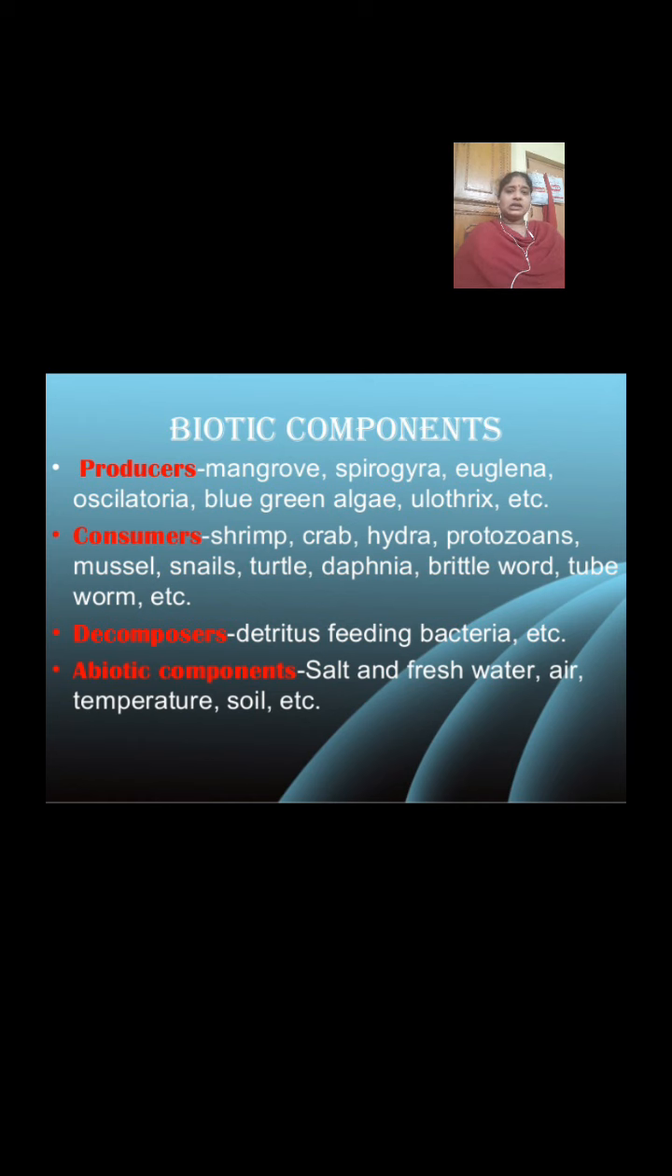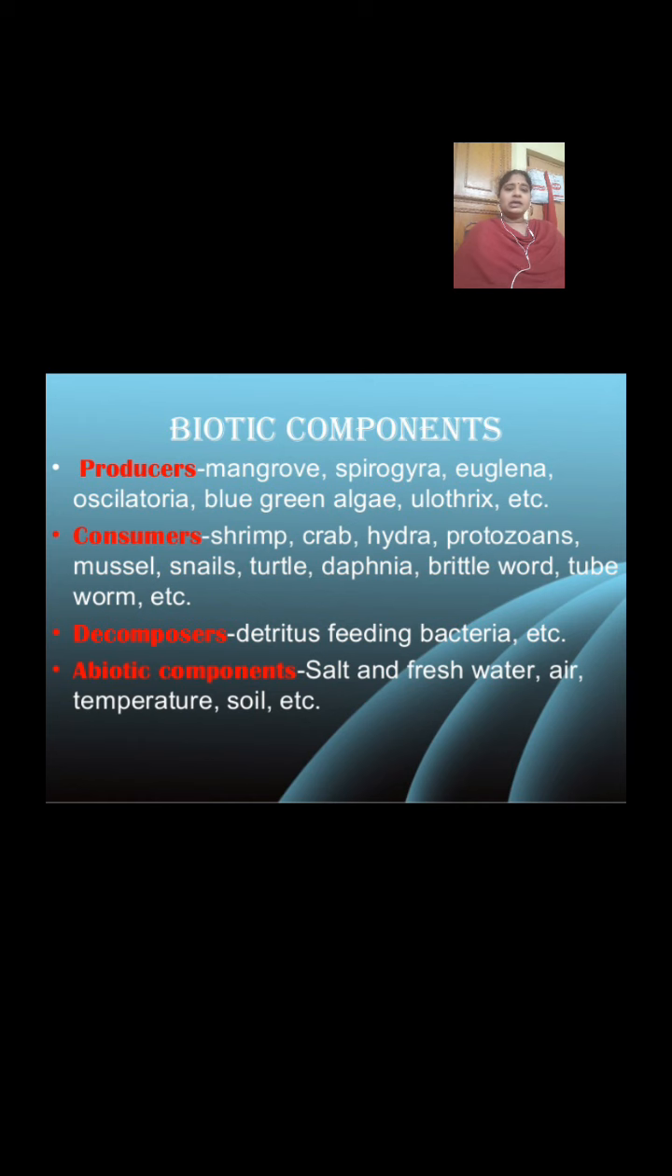So producers present in the Coringa ecosystem are mangrove, a thick forest growing on water, Spirogyra, Euglena, Oscillatoria, blue-green algae, Ulothrix, etc. I think these are new terms for you. These are a variety of algae growing in water. Algae also comes under producers because it is the main source of food for all the other organisms present in the water. So producers in the Coringa ecosystem are mangrove, Spirogyra, Euglena, Oscillatoria, blue-green algae, Ulothrix, etc.